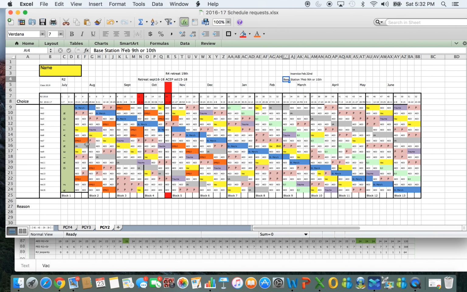Also importantly for the PGY 2s, VA is the VA MICU, not vacation. VAC is vacation. I've distributed all of the pediatric blocks throughout, and I've really tried to make sure that there are no more than 6-week blocks of adult ED in a row to even out the other rotations throughout the year.